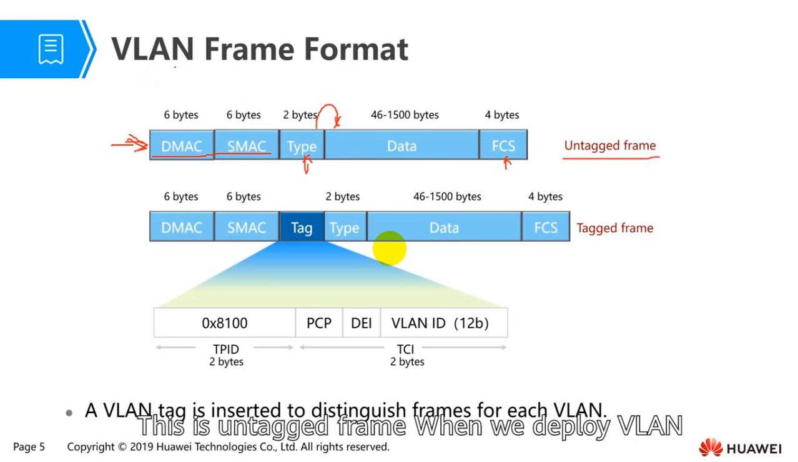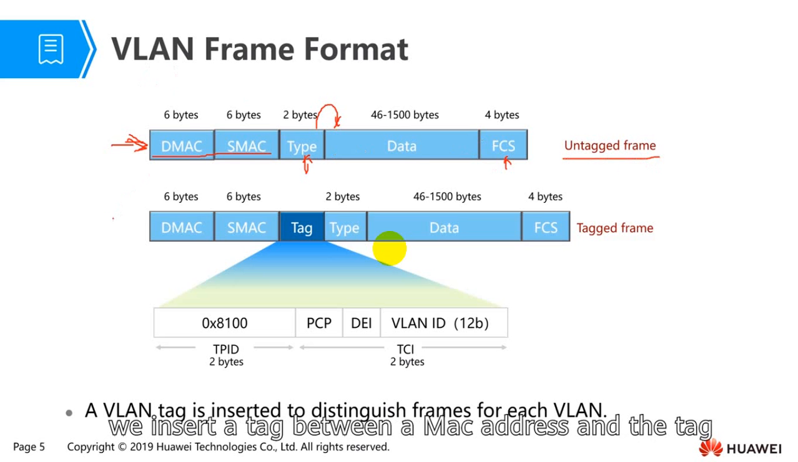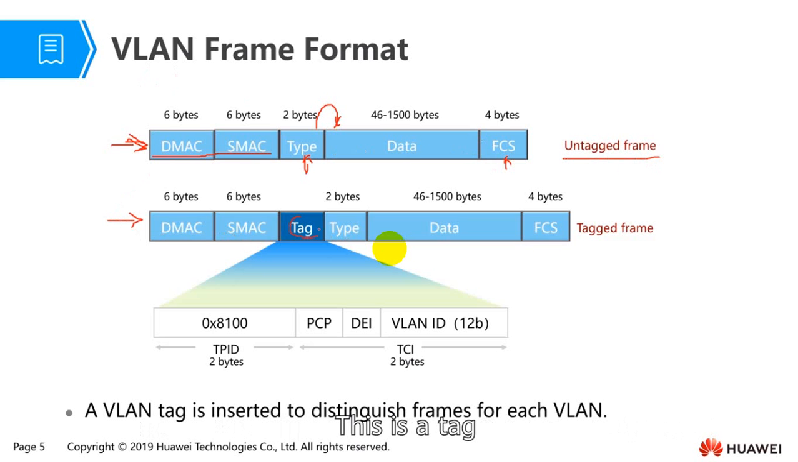When we deploy VLAN, we insert a tag between the MAC address and the type. How do we use this tag? This tag is just to identify which VLAN this frame belongs to. The VLAN ID is inserted, but we need to identify that this is a tag, not a type.